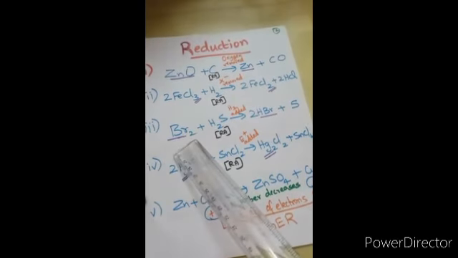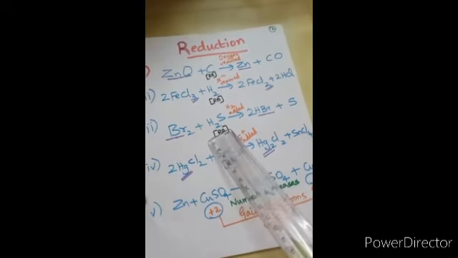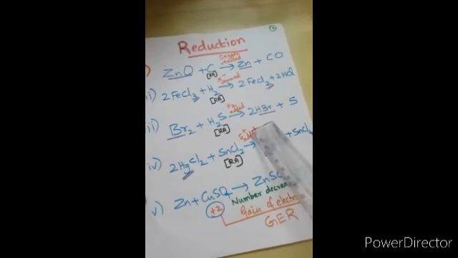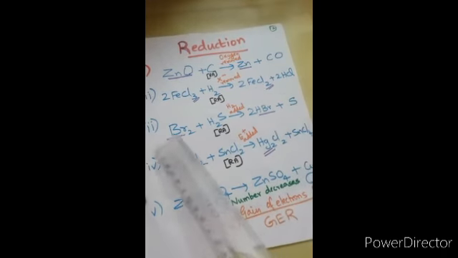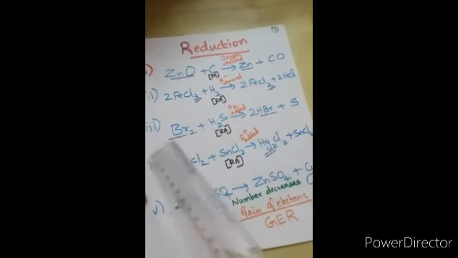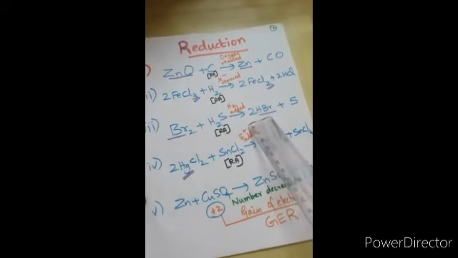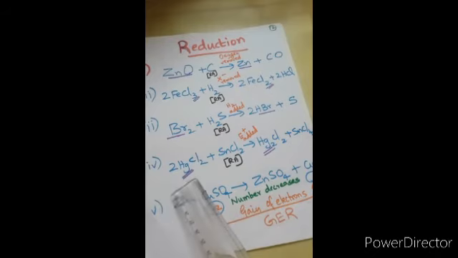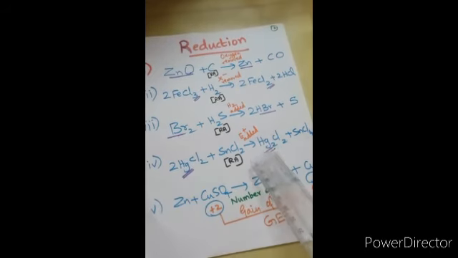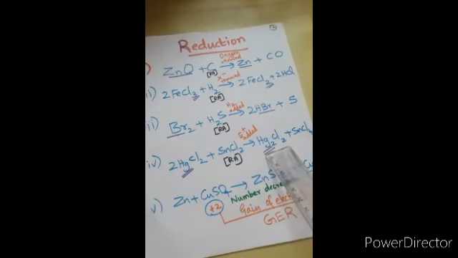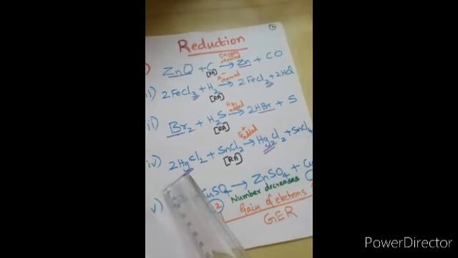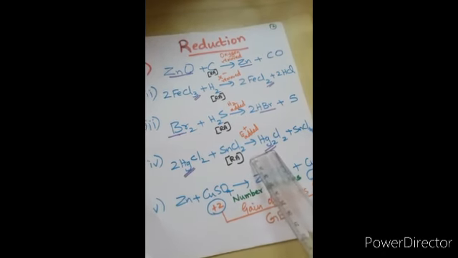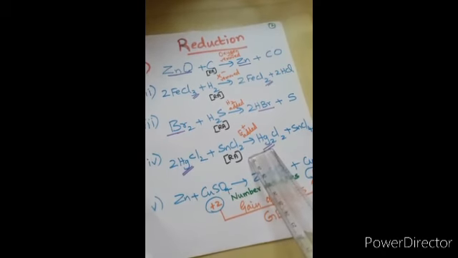In the third example, bromine added to hydrogen sulfide gives 2 HBr and sulfur. Compare bromine and HBr. You can see that hydrogen is being added. So, it is a reduction reaction. HgCl2 has been converted to Hg2Cl2 in the fourth example. The electropositive element, the metal has been added. It has been stepped up by one number. So, this is a reduction reaction.